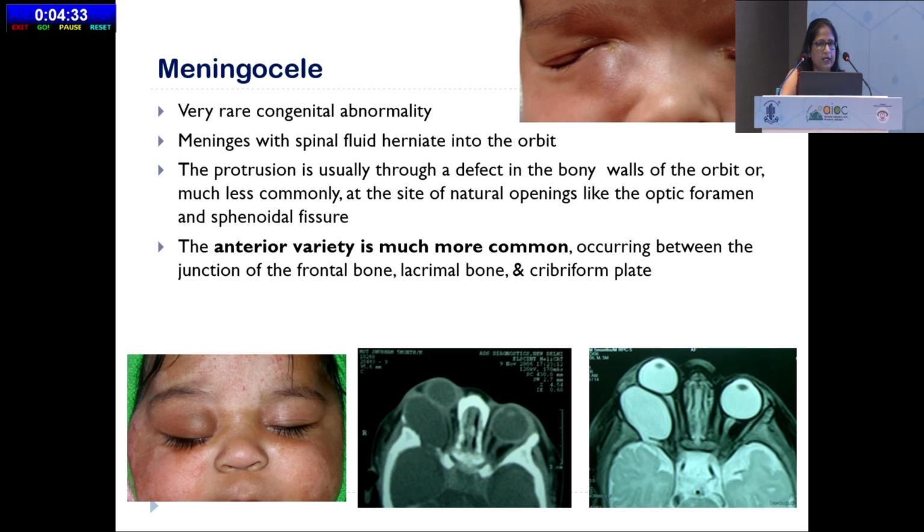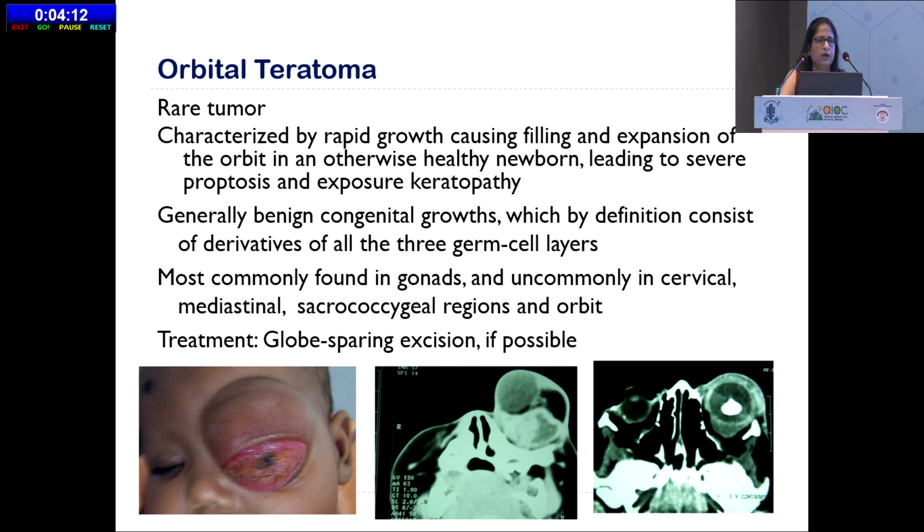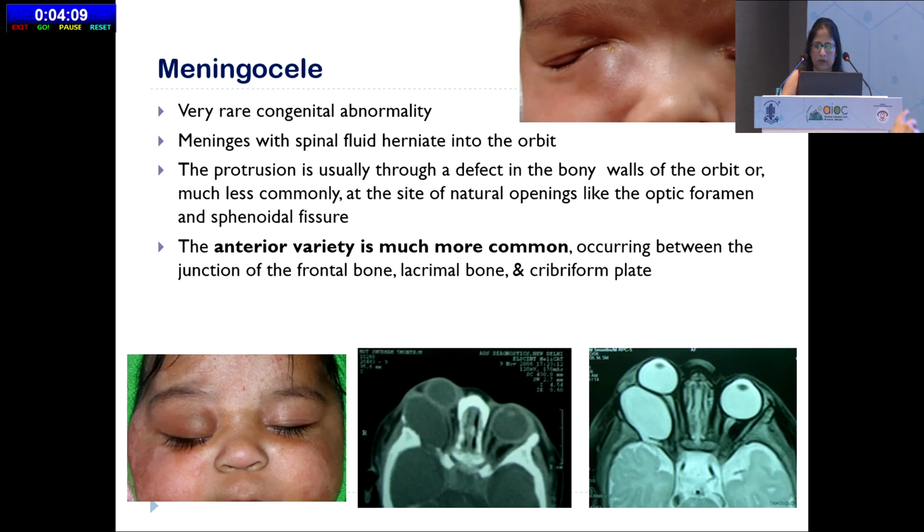The posterior variety is a little less common than the anterior one, and in the posterior variety you will see the patient will give history of proptosis since birth, which is progressing with time. So, the posterior one generally is seen along the lateral orbital wall, as you can see here in the picture. A very rare. That is the anterior meningocele. That's what I'm trying to say. This patient had a large defect in the cribriform plate.